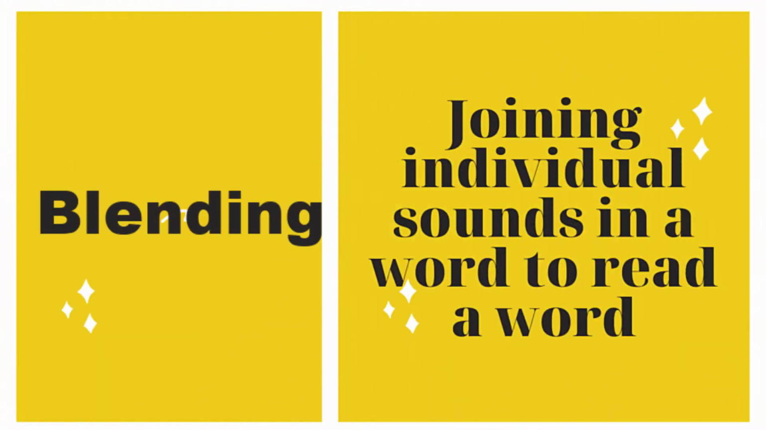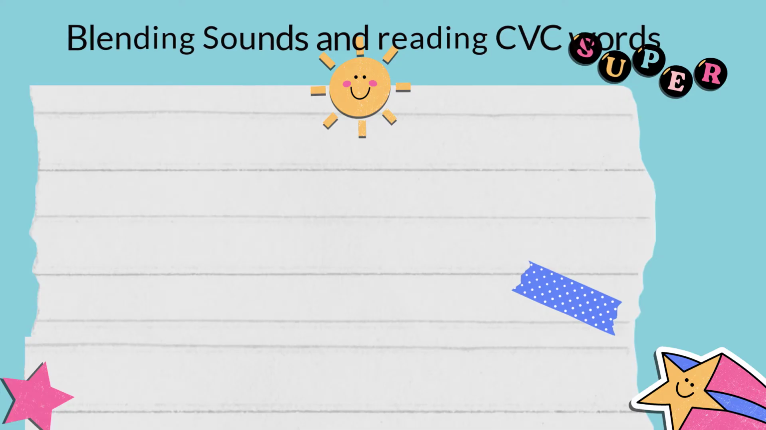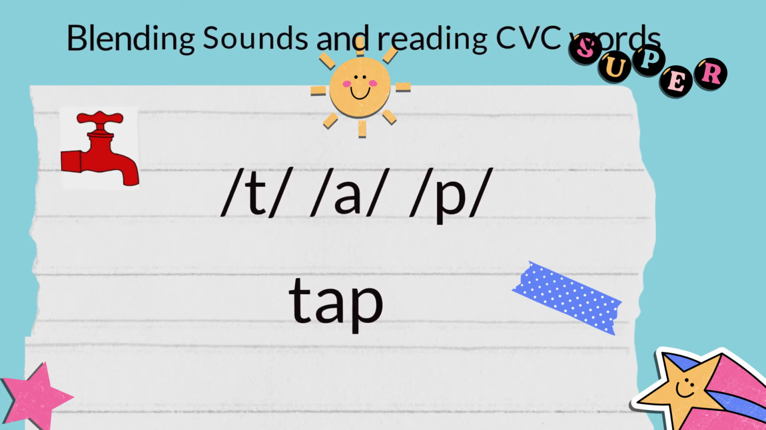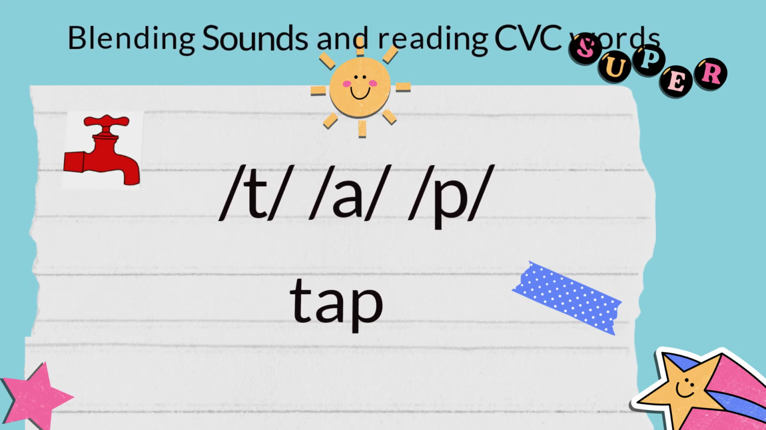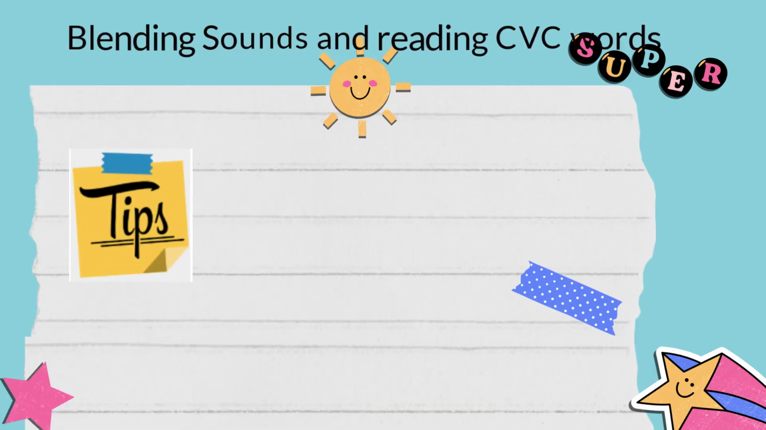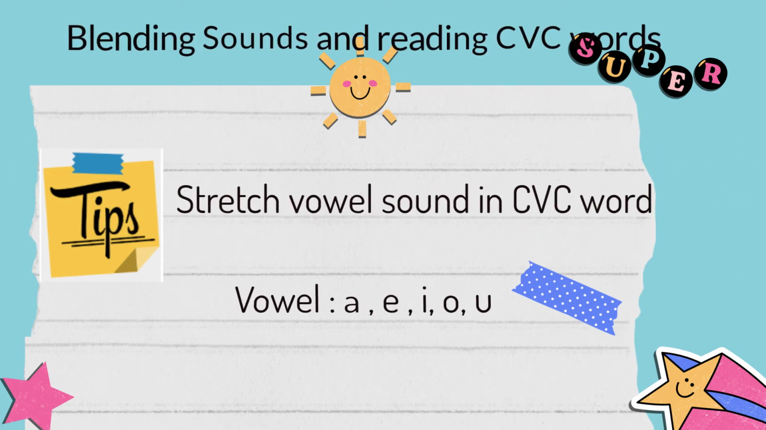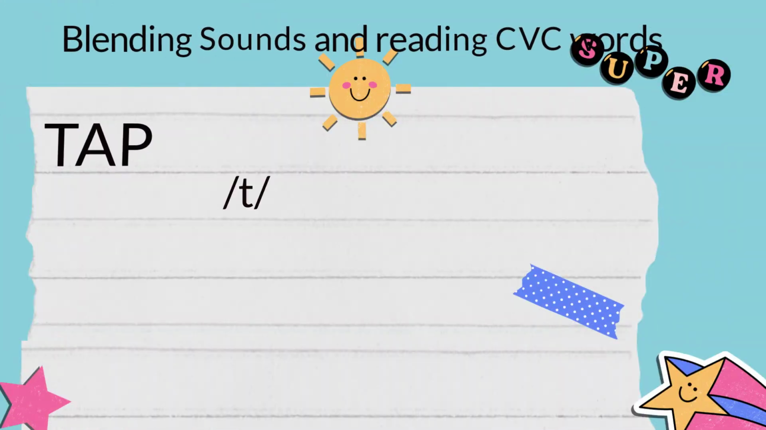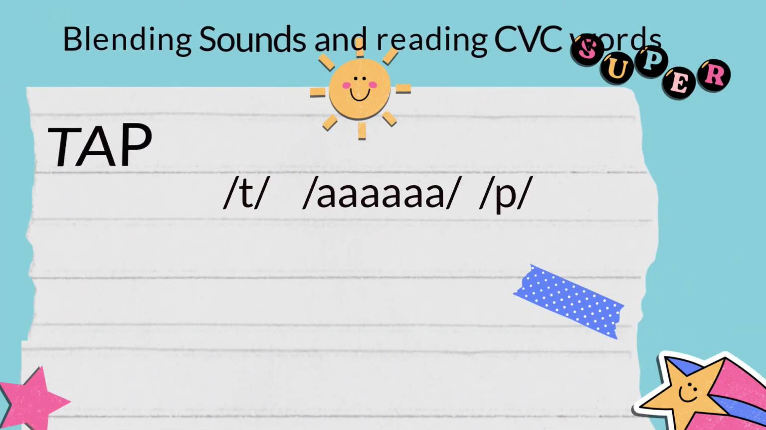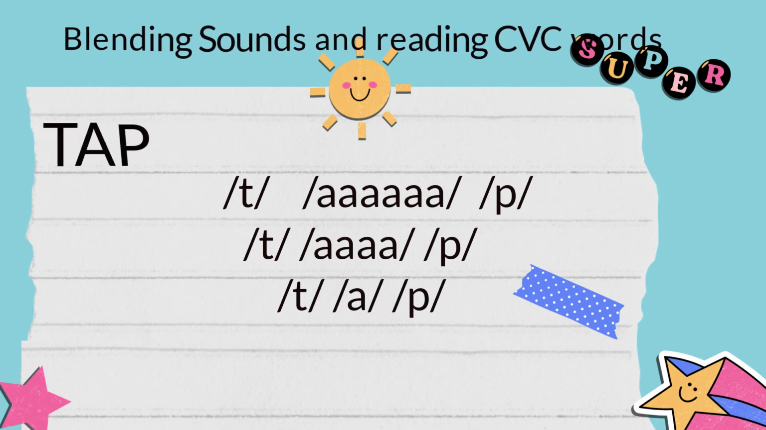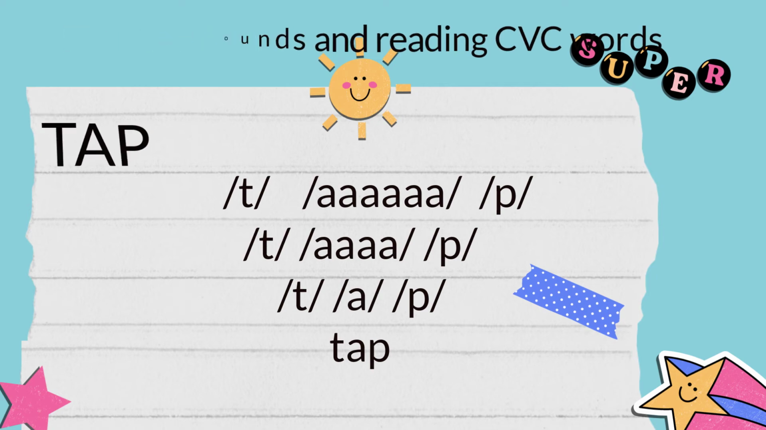Blending is joining sounds together to read a word like T, A, P, tap. For beginners, blending sound is not as easy as it sounds. So here is one useful tip. While reading CVC words, ask your child to stretch the vowel sound like T, A, P. With each attempt, reduce the stretching. T, A, P, tap. Try this and let me know how your child responds to this approach.